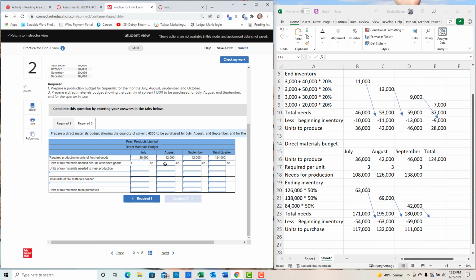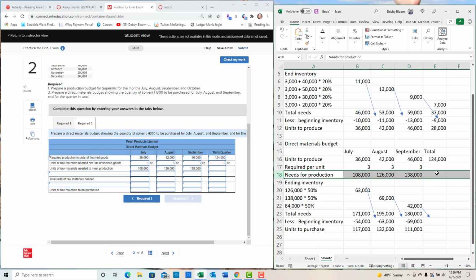So we can see on the next line that we need 3 cubic centimeters per unit of product. We don't add for the quarter. Still for the quarter, we need 3 centimeters per unit. So in each line, I'm just going to multiply the first number by 3. I've already done that on line 18. 36,000 times 3 is 108,000. 42,000 times 3 is 126,000. 46,000 times 3 is 138,000. That's a typo. That should be 46,000, not 42,000.